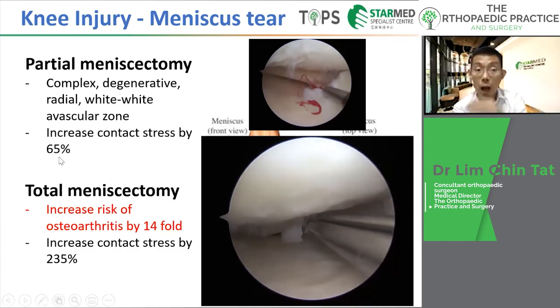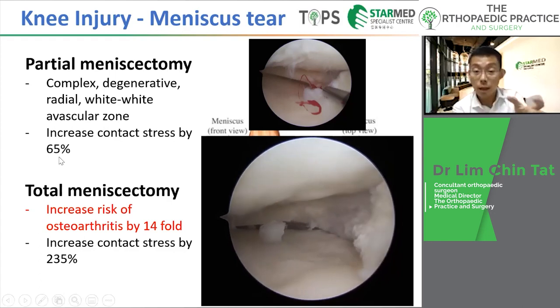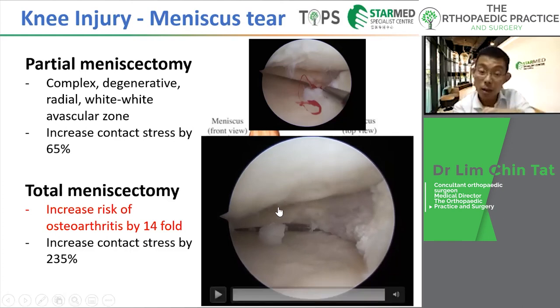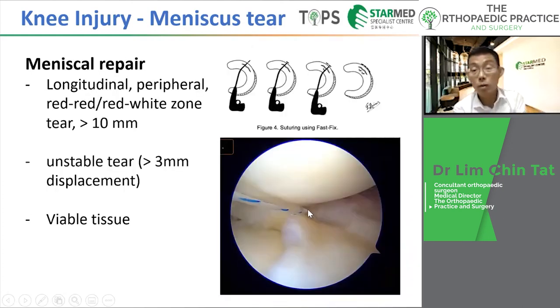So that is how we treat a meniscus tear that causes problems. We actually trim it and make it round so it doesn't irritate the joint when you straighten and bend. We can also do a repair.